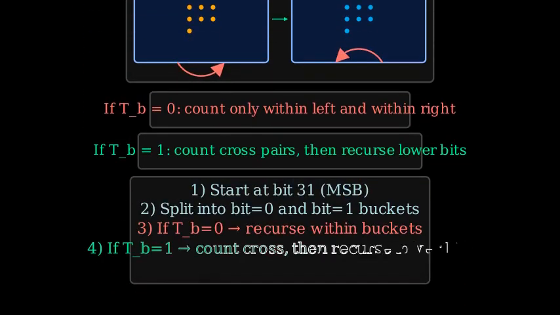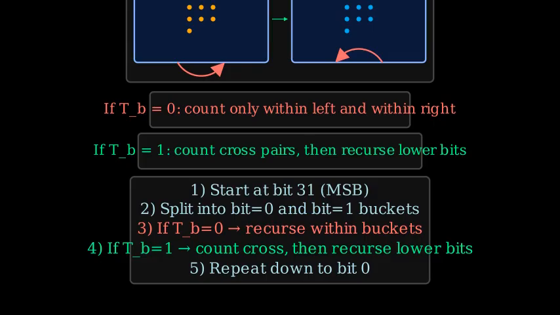Algorithm summary for the offline method. Step 1. Start at bit 31. Step 2. Split by the bit. If the target bit is 0, recurse inside each side. If the target bit is 1, count cross pairs using lower bits and recurse for lower bits. Use stable partitioning or radix passes, so the total work is proportional to n times the number of bits.